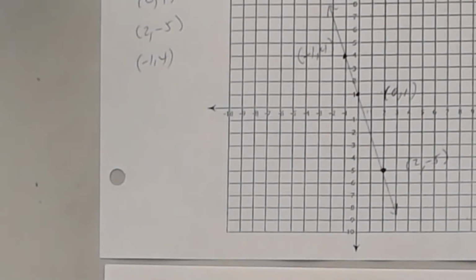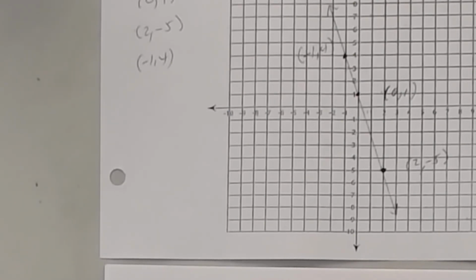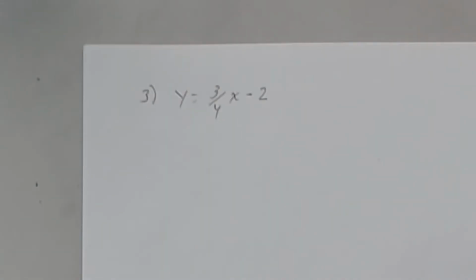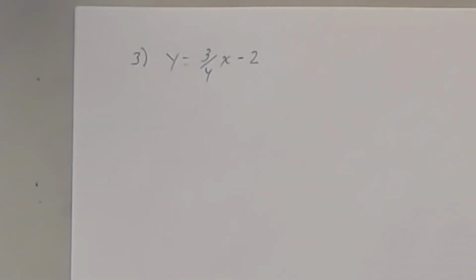All right. Now, the other thing you could see, and this will be the situation for the most part, because I always want to throw in some things to see if you can go further with it. What if we had this? Y equals 3/4 x minus 2. All right. Y equals 3/4 x minus 2.